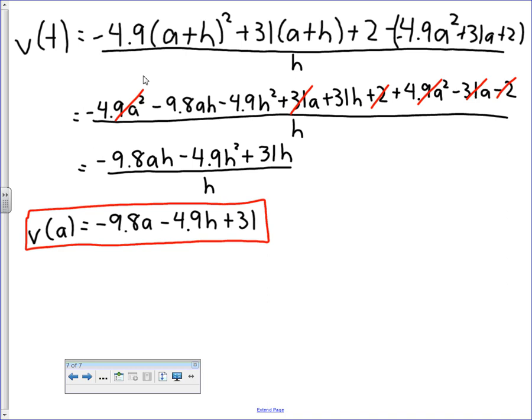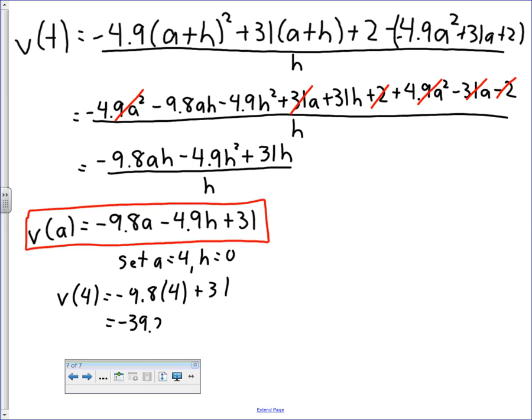Let's get into what I actually have to solve. How do I solve this one? Input. Okay, good. So we're going to set a equals 4 and h equals 0. So velocity at 4 is equal to negative 9.8 times 4 plus 31. Negative 39.2 plus 31, which is negative 8.2.